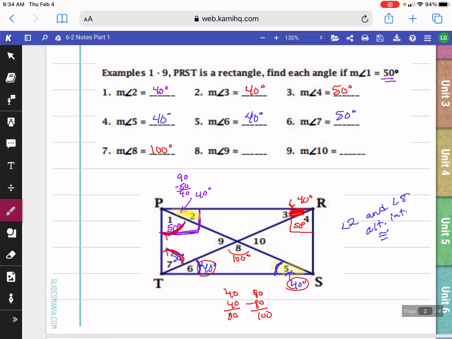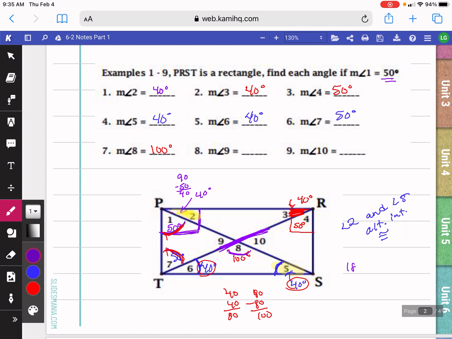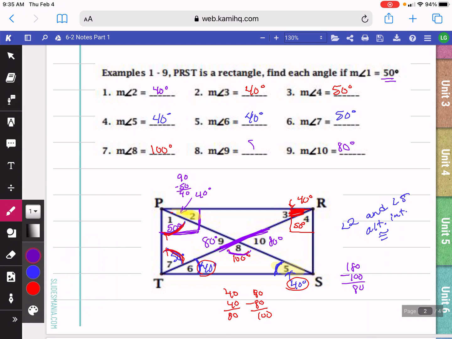If I wanted to know 9 and 10, there were different ways to do it. For example, if I wanted to know angle 10, I know that these two angles lie on a line, so they're going to add to 180. So this is 100, and I do 180 minus 100. I get 80 degrees for angle 10. And since angle 9 and angle 10 are vertical angles, angle 9 must also be 80 degrees.